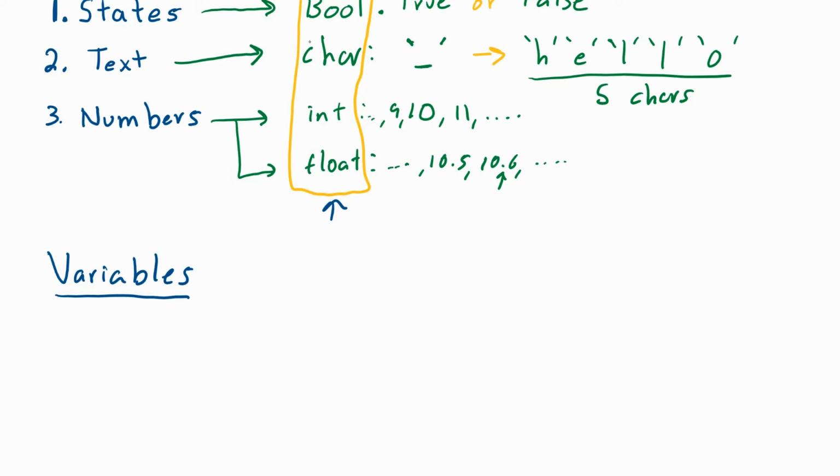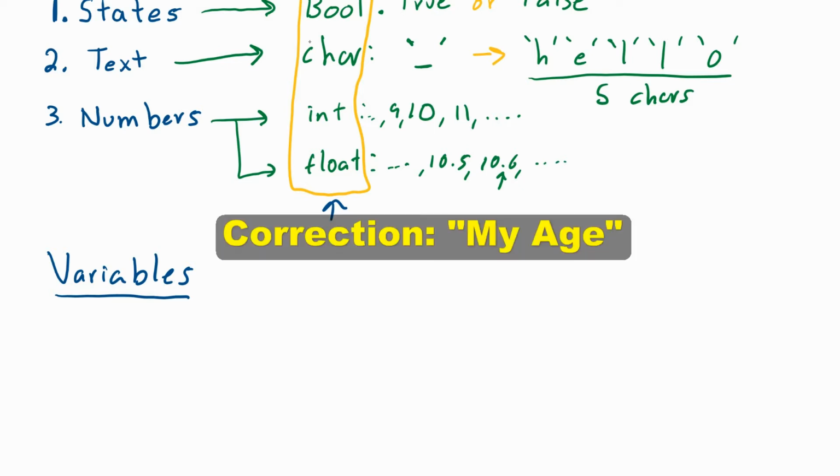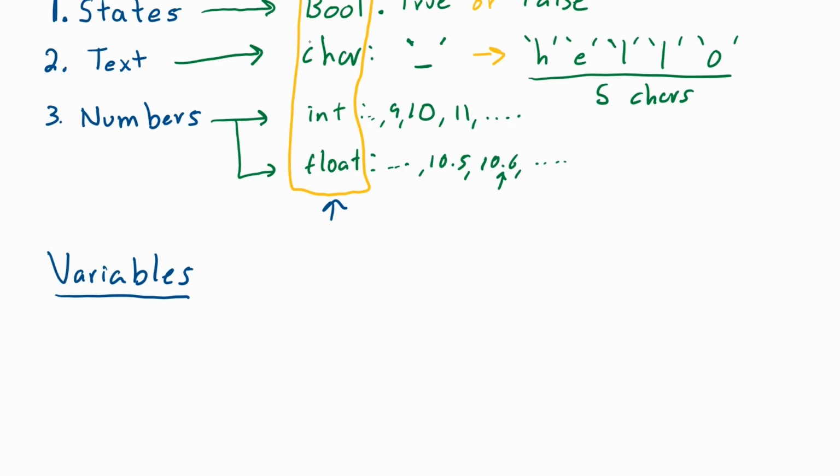So for example, let's suppose that I'm 20 years old, right? And I want to give this 20 years a name. Well, what name would that be? I could say the name of that is my age. So my age is an indication of what my age is, right? So I am giving a name to a particular value.